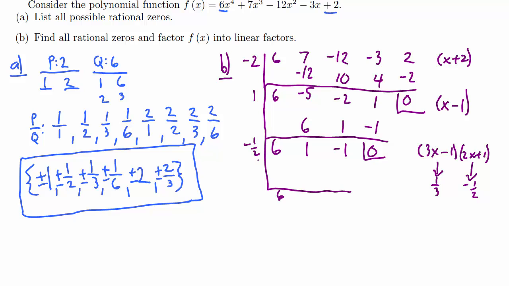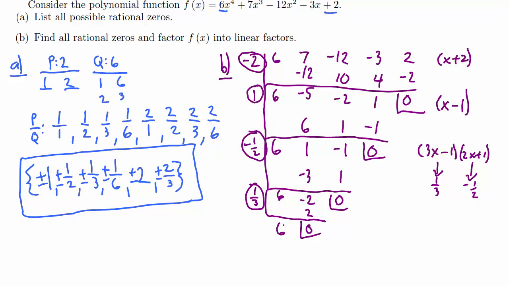Bring down the 6. Negative 1/2 times 6 is negative 3. 1 minus 3 is negative 2. Negative 1/2 times negative 2 is positive 1. Fantastic. That's a 0. And notice that this is 6x minus 2. So you can use that to show that x is a third, or I'll just use it this way. Bring down the 6, multiply, add. Fantastic. So we've got 4 zeros here. Negative 2, 1, negative 1/2, and 1/3.